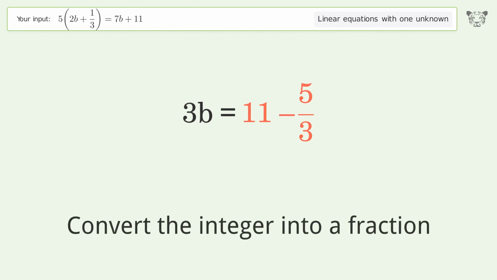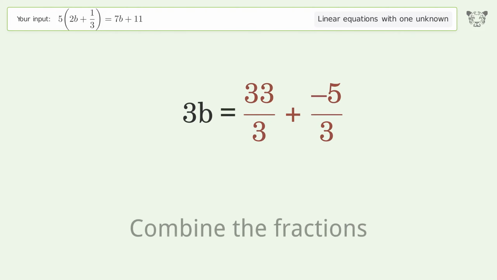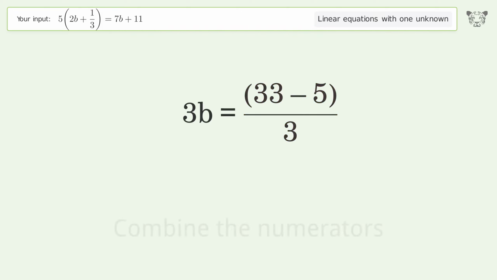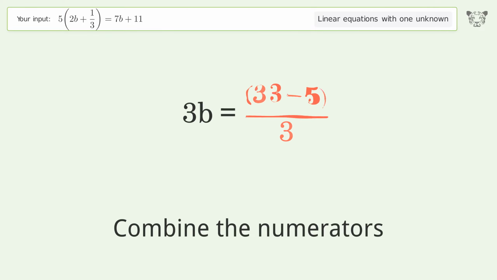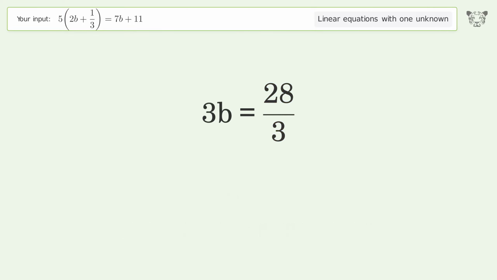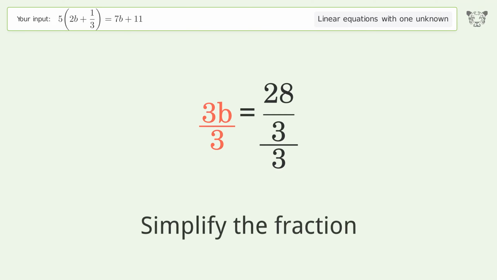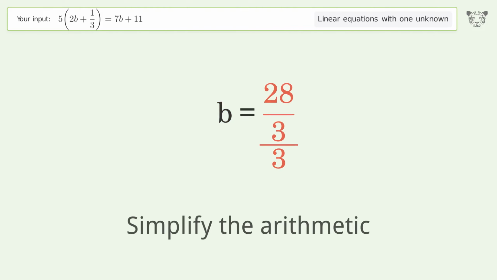Convert the integer into a fraction. Combine the fractions. Combine the numerators. Isolate the b. Divide both sides by 3. Simplify the fraction. Simplify the arithmetic.